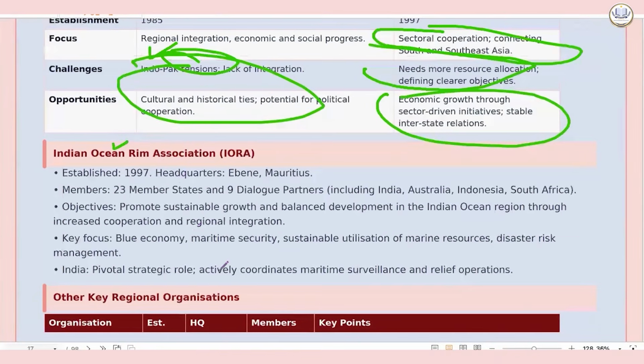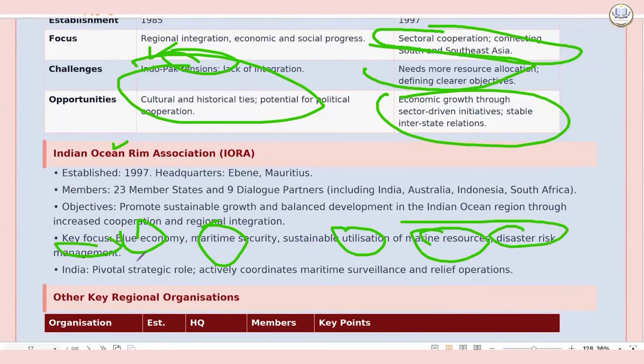Then we have Indian Ocean Rim Association, established in 1997. Headquarters is in Ebene, Mauritius. Members are 23 member states and 9 dialogue partners, including India, Australia, Indonesia, South Africa. Objective is to promote sustainable growth and balanced development in the Indian Ocean region through increased cooperation and regional integration. Key focus is on blue economy, maritime security, sustainable utilization of marine resources, disaster risk management.